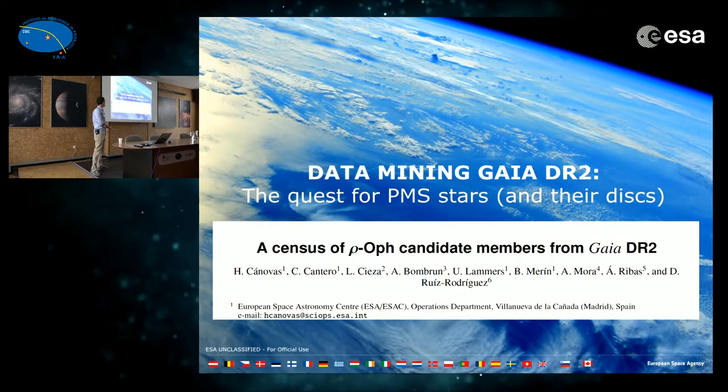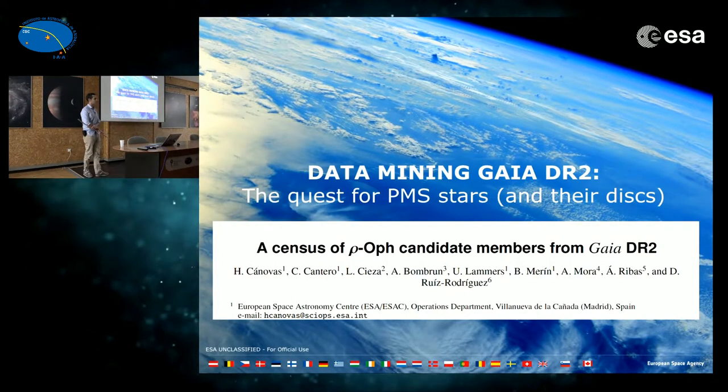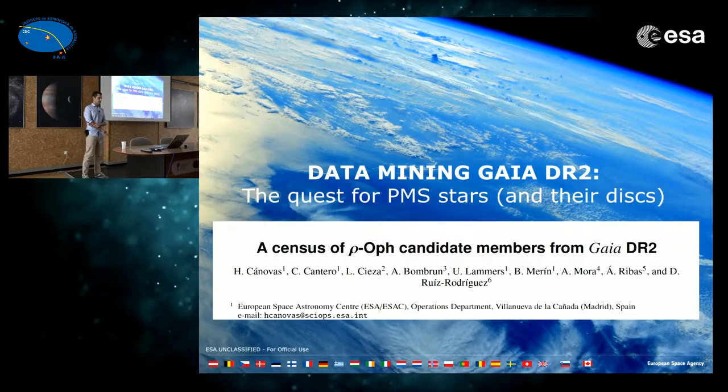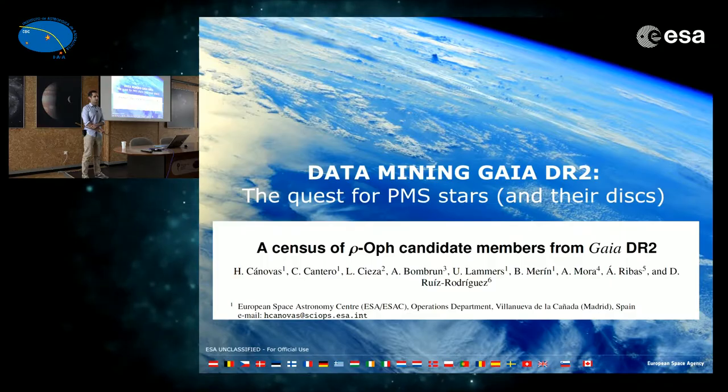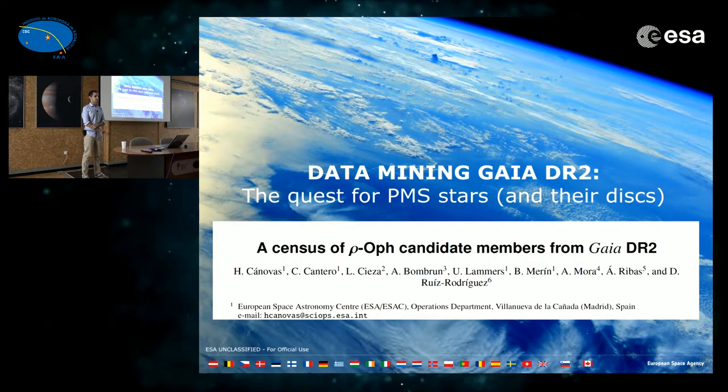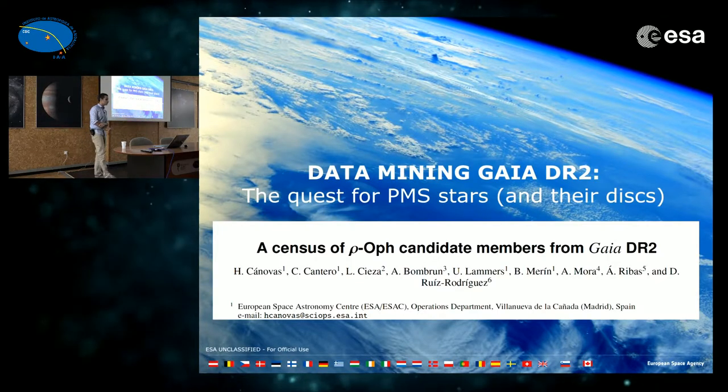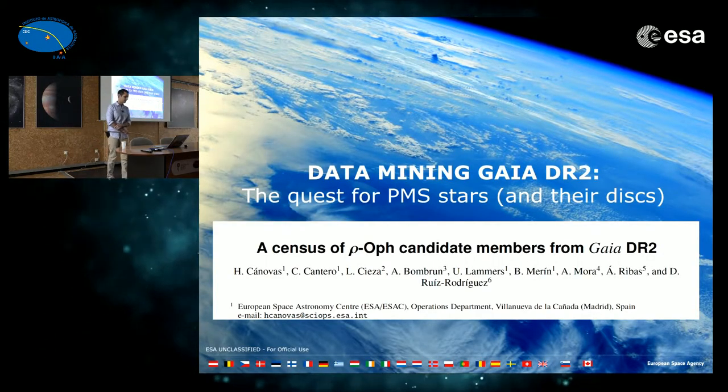It's this one, the census of raw Fucus candidate members from Gaia Data Release 2. It's a work that took me like the first year of my research fellowship at ESAC, and I also did a lot of it in collaboration with Carles Cantero, who was my trainee student by that time and is now starting a PhD.